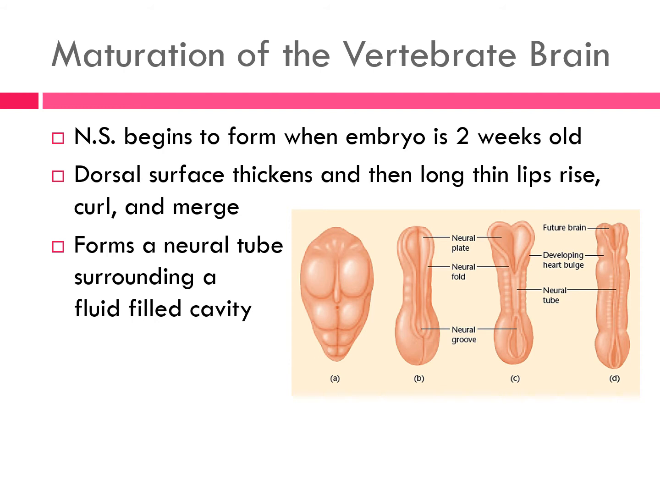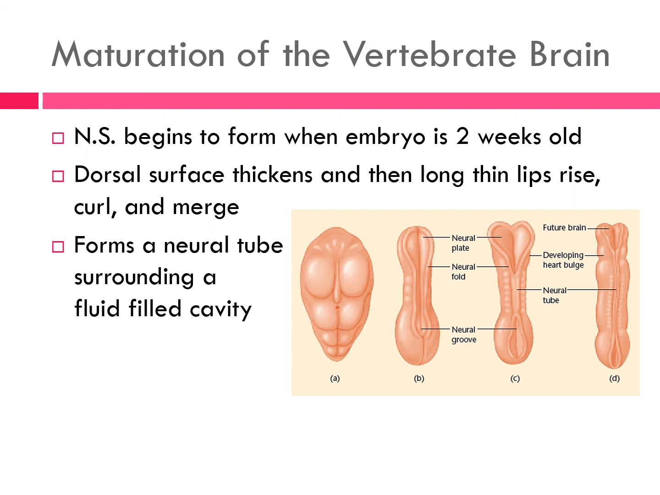And what we see in the beginning of this is the dorsal surface thickens, and then long, thin lips rise, curl, and merge together. And we get this neural tube surrounding a fluid-filled cavity. And you can see in D, as we're looking at this neural tube, that fluid-filled cavity is in the center there, and that's going to become the central canal and then the ventricles of the brain.